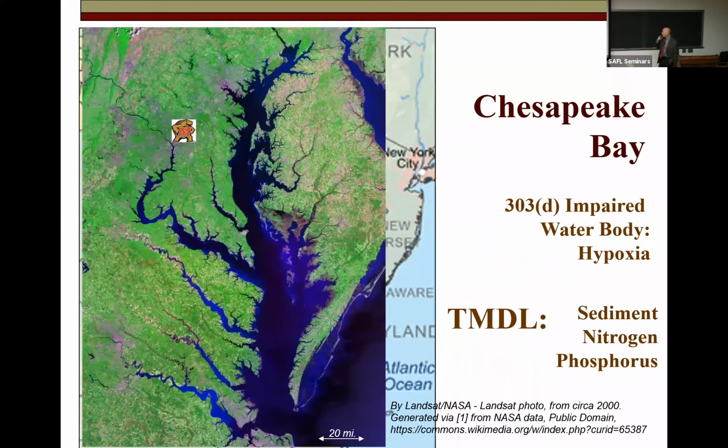So we're in the watershed of the Chesapeake Bay. The Chesapeake Bay is one of the largest estuaries in the world. Within the Chesapeake Bay, it is considered a 303(d) impaired water body for hypoxia. As a result, the Chesapeake Bay has, I think, the largest TMDL anywhere that's based on sediment, nitrogen, and phosphorus.